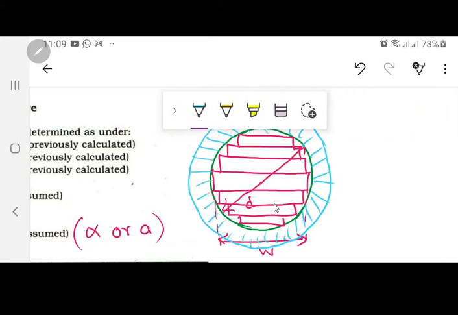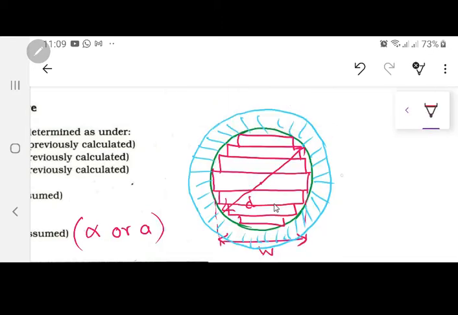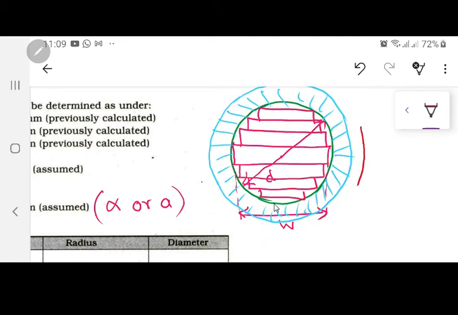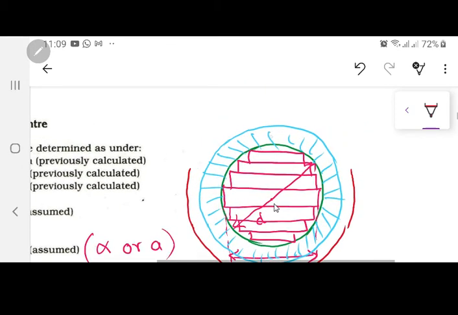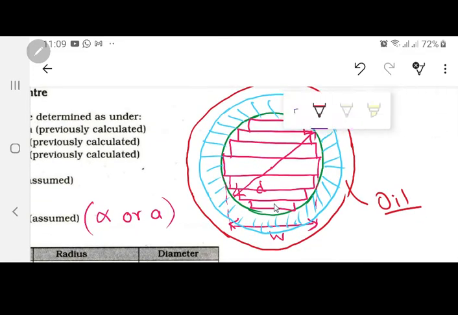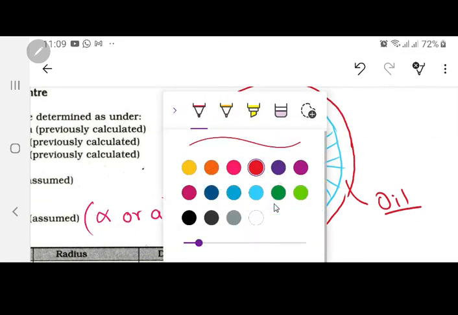Now after this low voltage winding, you have to keep a gap, and this gap is going to be that alpha or A, and inside this gap oil is actually going to flow. Here oil is going to flow, and then after this oil gap you are going to have the high voltage winding.